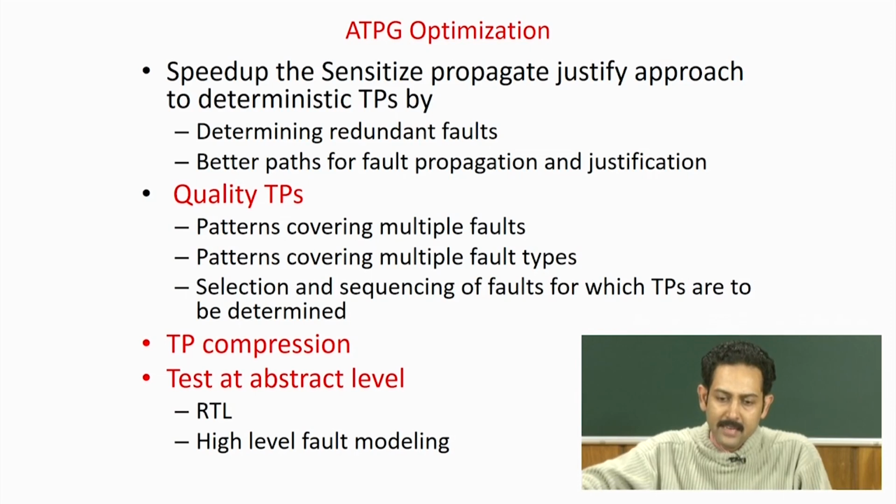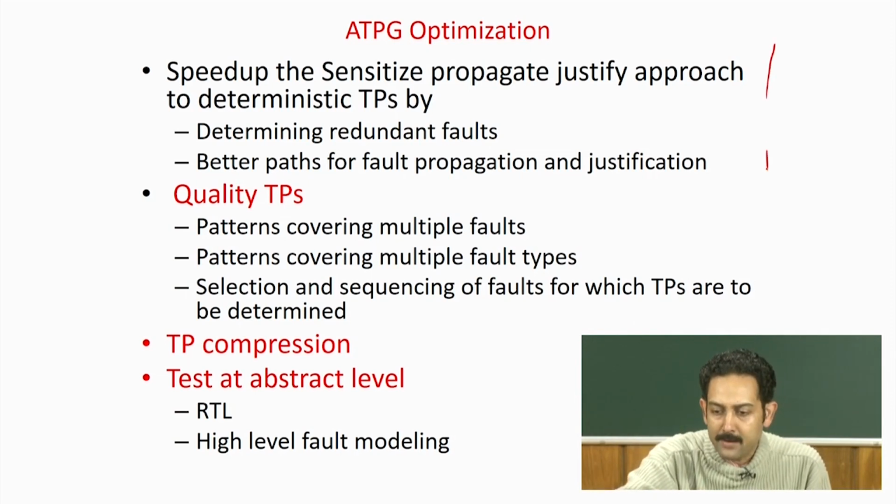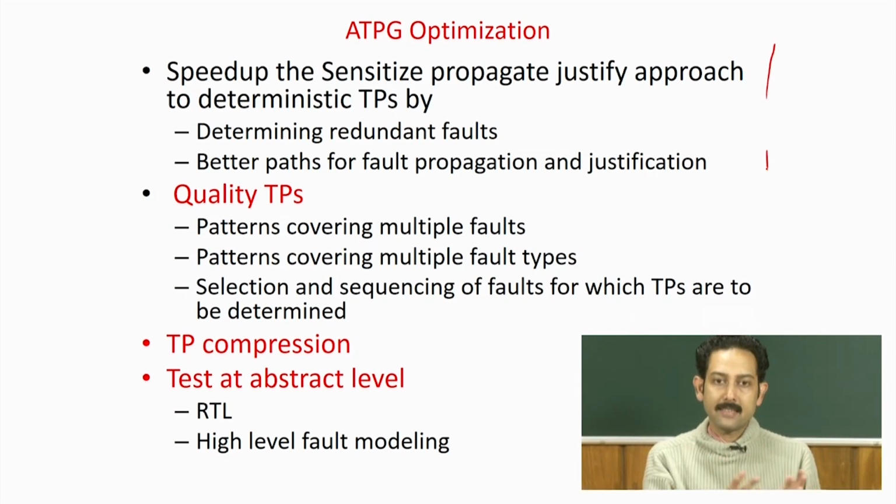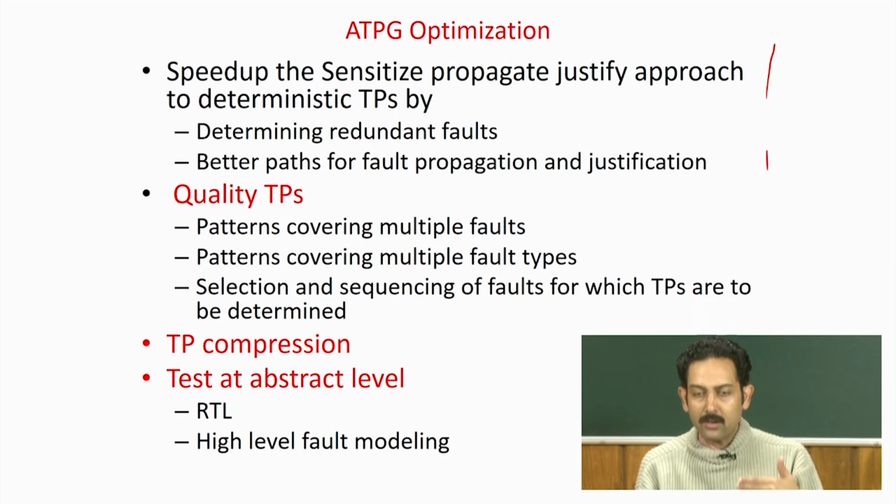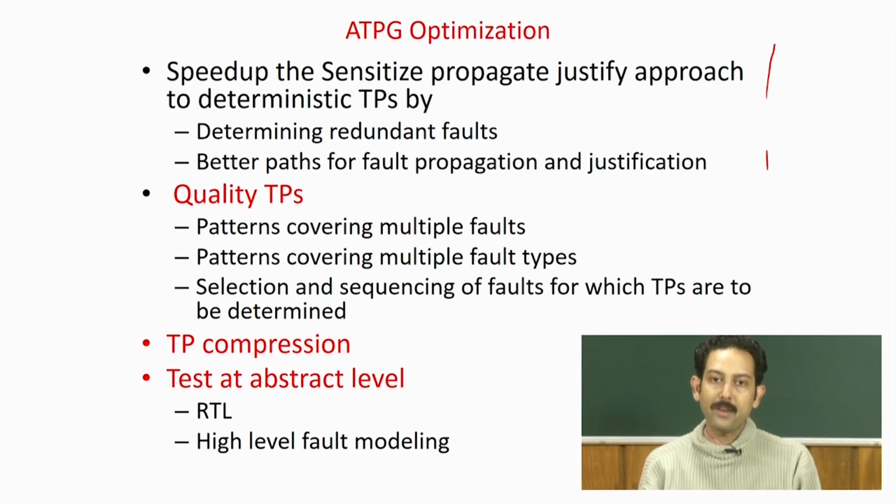One of the basic ideas is to speed up the ATPG approach. As we discussed in the last two preliminary lectures, test patterns can be generated by two methods. One is the fault simulation method, in which we give a random pattern and see how many faults get covered. By that method we cover all the easy faults, and then we go for testing the so-called difficult to test faults by the sensitize, propagate and justify approach, which is a deterministic approach.